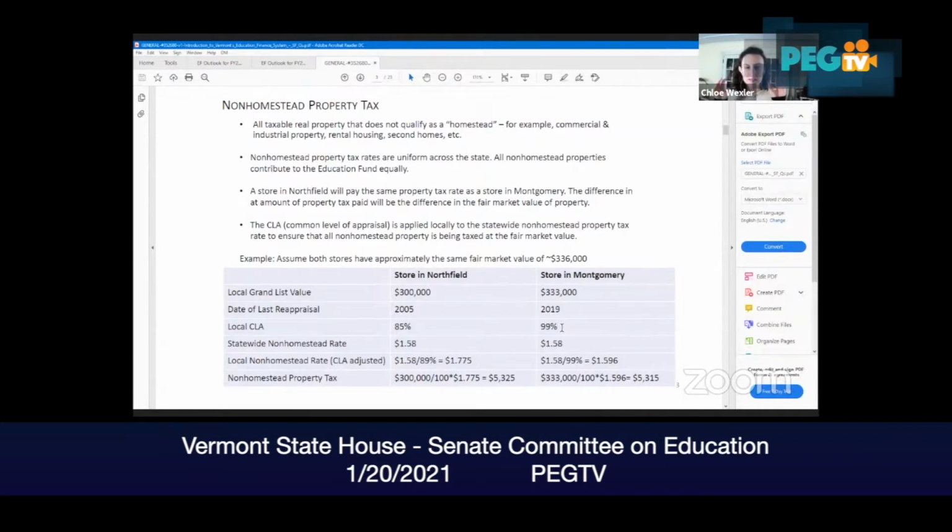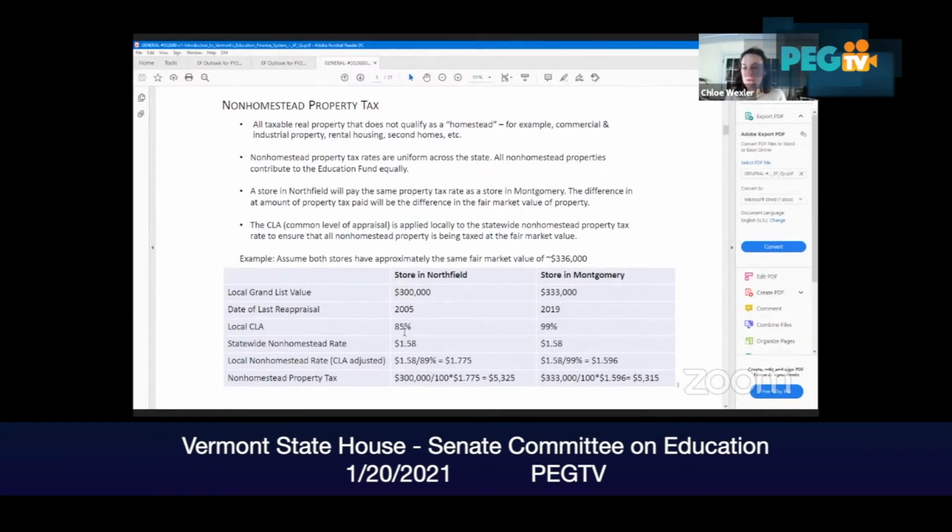So again, this is the first thing to wrap our heads around: we're talking about two stores that have the same value, but because they're located in two different towns that have reappraised on a different schedule, they have two different CLAs, and that's inherently why they will end up having two different tax rates, but they will contribute the same amount. So is everybody on board there? Yeah? Oh, great.